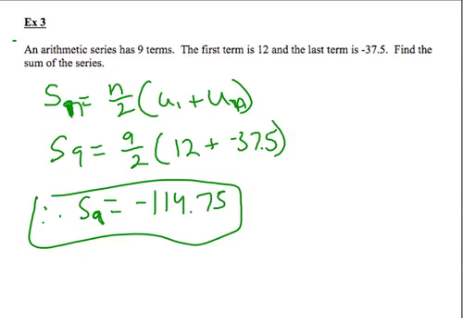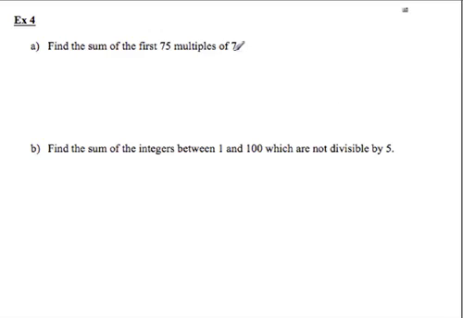Next, we have this problem. Find the sum of the first 75 multiples of 7. The multiples of 7 are 7, 14, 21, 28, and so forth. So the first 75 of those.